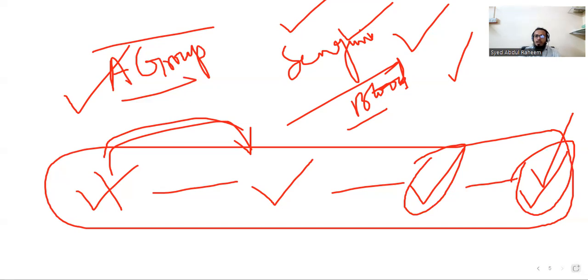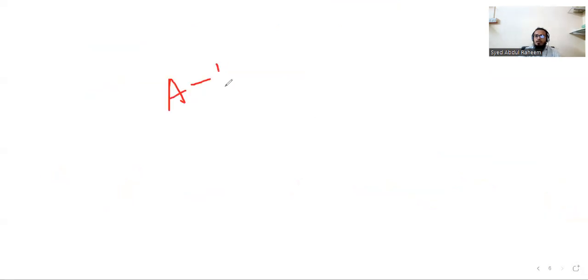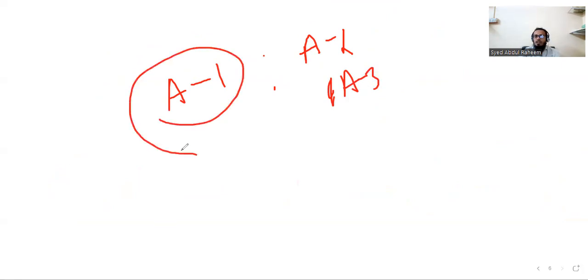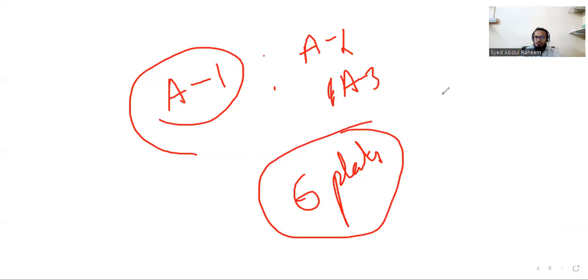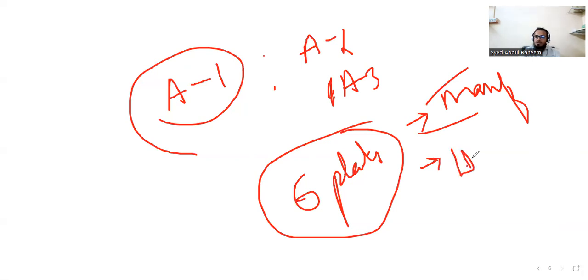In that we have A1, A2, and A3. We will talk about A1 now. In A1, we have six plants. It primarily works on blood manufacturing organs, and secondarily on the left side of the heart, which has oxygenated blood.